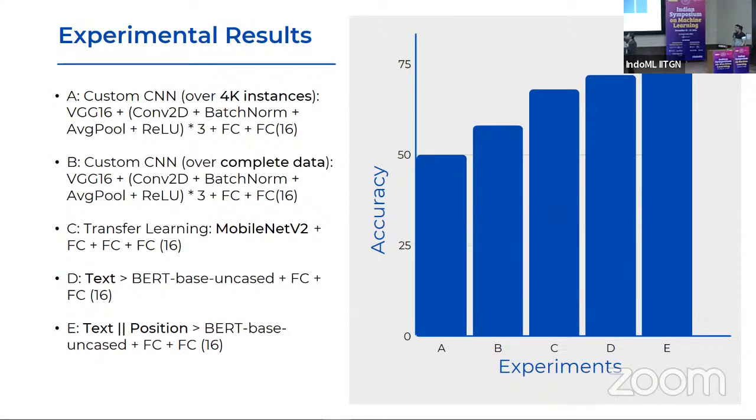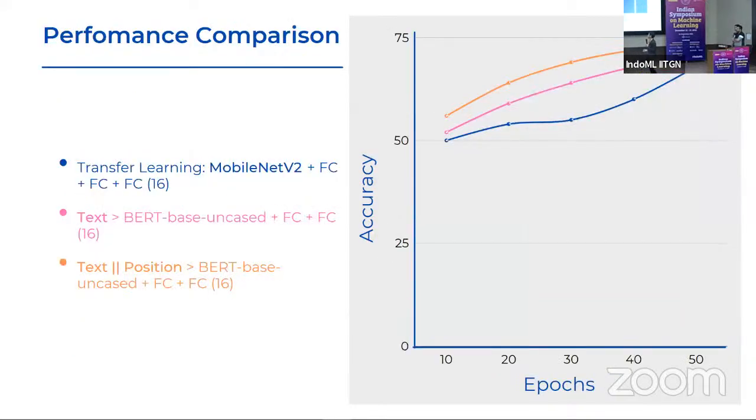Now, these are the results we found after the whole task. Firstly, we tried a CNN over 4K samples, and we got an accuracy of around 50. Then we tried the same CNN with fewer epochs, but gave it the whole training dataset, and we got a bit higher accuracy. Then we tried transfer learning with MobileNet V2, and we got even higher accuracy, around 68%. Then we tried a text-based BERT classification model and got an accuracy of around 72. Then we trained with the text and the position information on the BERT classification model, and we got an accuracy of around 74. These are the results we got. And while comparing the statistics over epochs versus accuracy, these are the graphs for MobileNet V2 for the image-based classification.